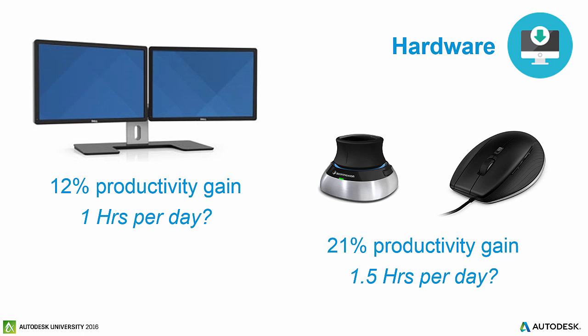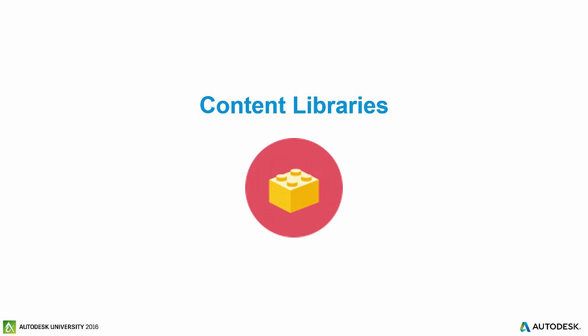Anyway, it's enough about hardware. Let's move on to the next one. So I wanted to talk next about content libraries. I've put this second on the list because I think the second most effective thing you can do to make your team more productive is to have content.